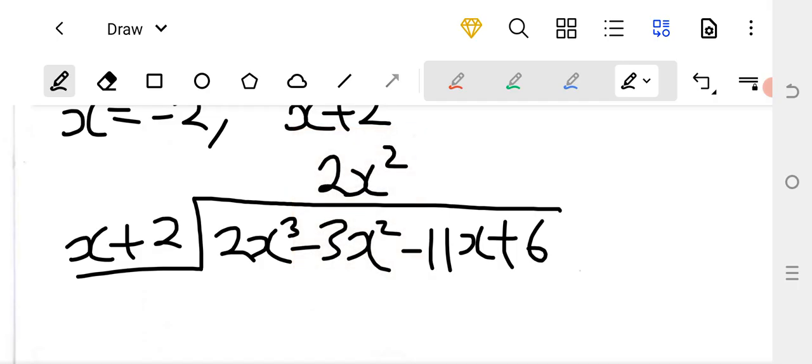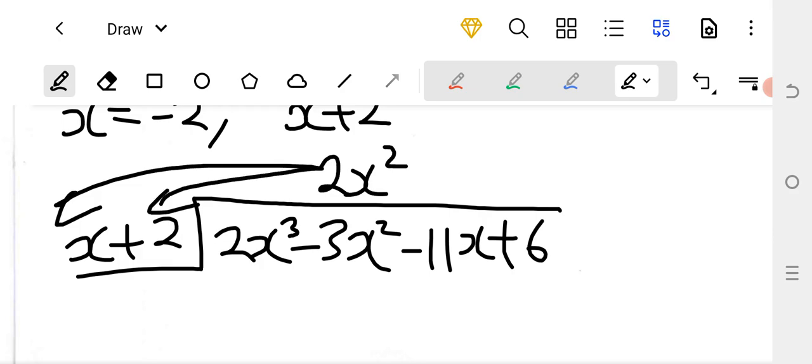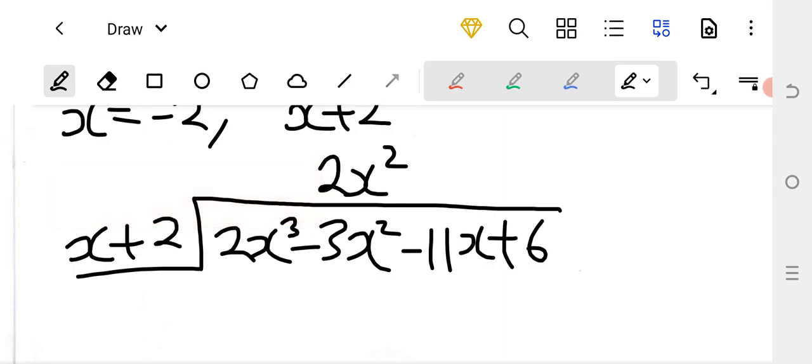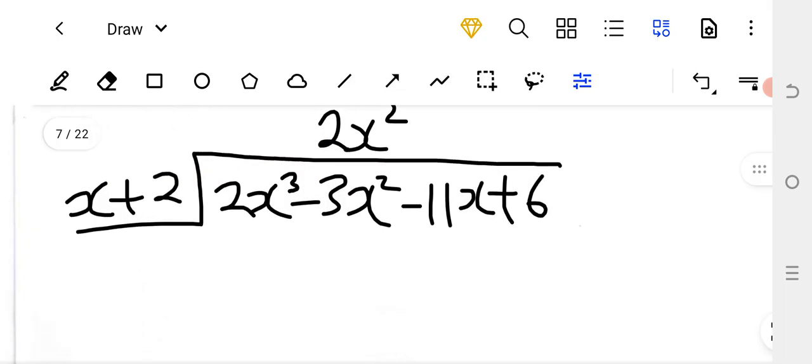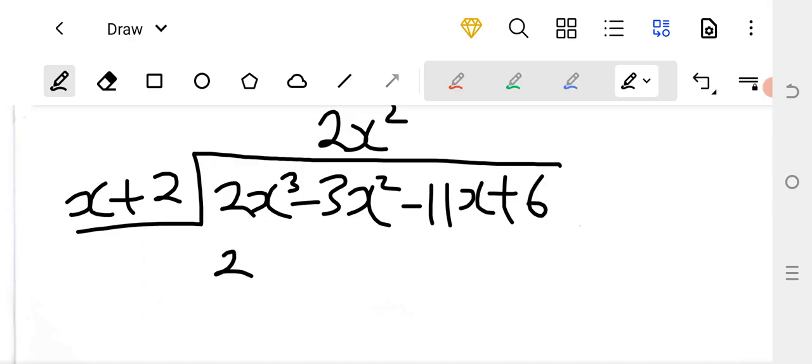And then after you find your 2x squared, you're going to say 2x squared multiplied by the x. So you're going to say this multiplied by that. Again, this multiplied by a positive 2. I hope it's making sense so far. People hate this method because they presume it is hard. So you are going to have 2x cubed, then 2x squared multiplied by 2, you're going to have plus 4x squared.